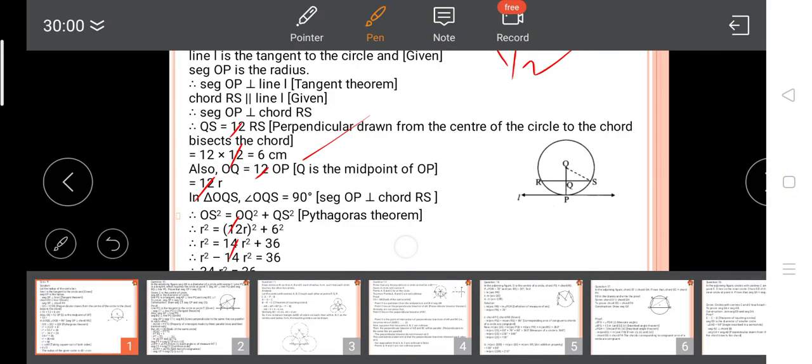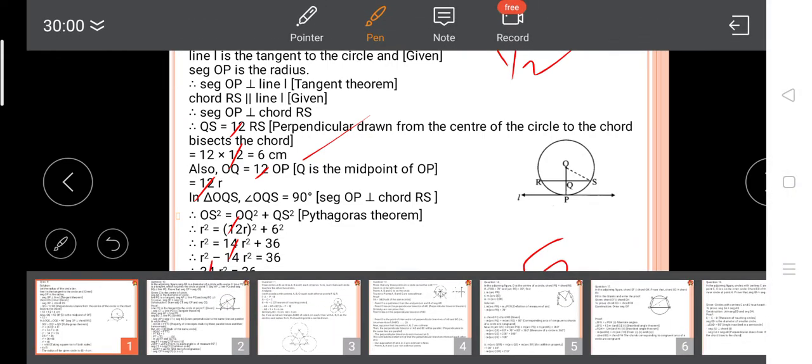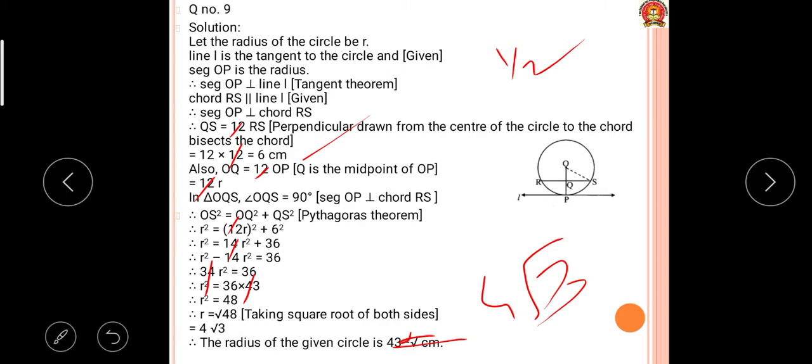And therefore, in total, it is 3 by 4 R square equal to 36. So R square is equal to 36 divided by 3 by 4, so R square is equal to 48. And so R is 4 root 3. Students, it is very simple. Just, this dividing line is not printed in this slide.